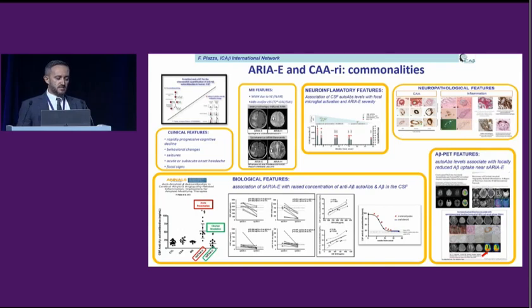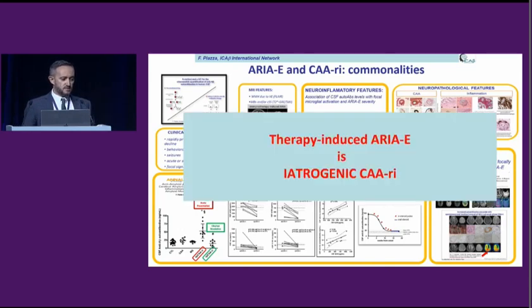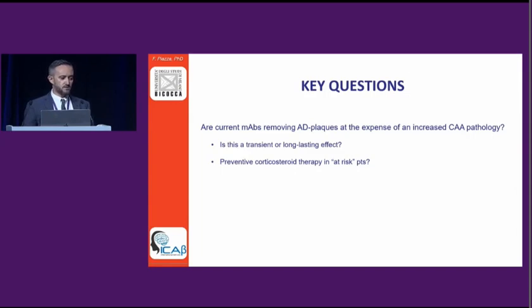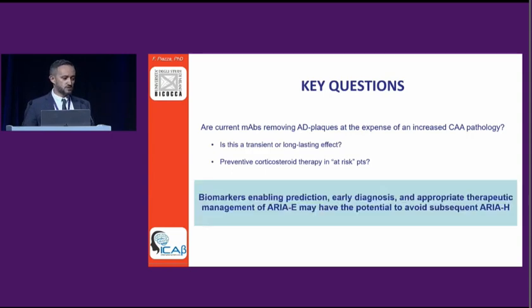And so based on all of this commonality that we collected in these years, I think the field is ready to recognize that therapeutic-induced ARIA-E is iatrogenic CRI induced by the peak, the Cmax, of this monoclonal antibody into the CSF, into the brain. So the key question now is, are current MABs removing AD plaques at the expense of an increased CAA pathology? We are treating AD, but at the same time we are accelerating CAA. And these are transient or long-lasting effects, and so we can also use corticosteroid.